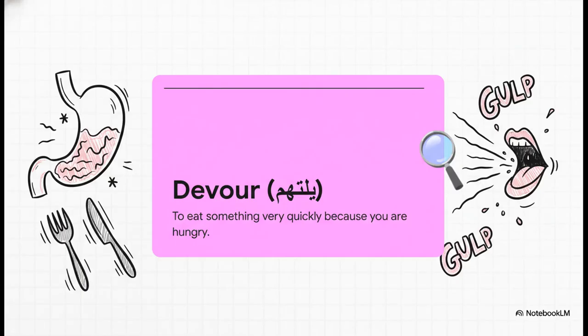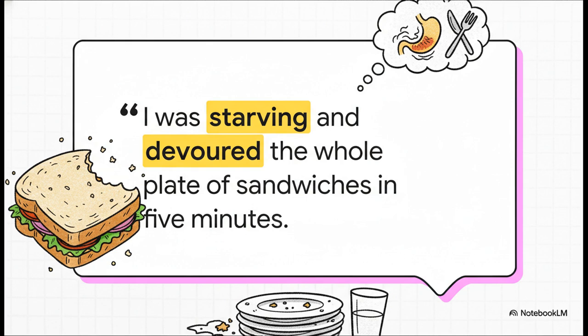And when your stomach is rumbling, you don't just eat. You devour your food. This verb means you eat something really, really quickly, usually because you're starving. It's so much more descriptive. Here's a great example. I was starving and devoured the whole plate. You can almost feel the hunger in that sentence, right? It's so much more powerful than just saying, I ate the sandwiches.